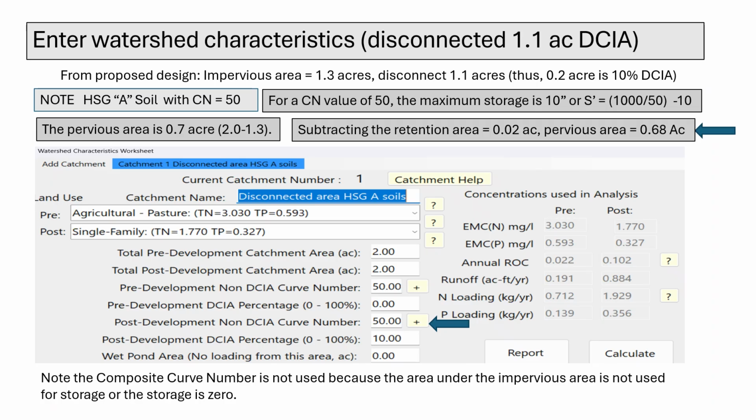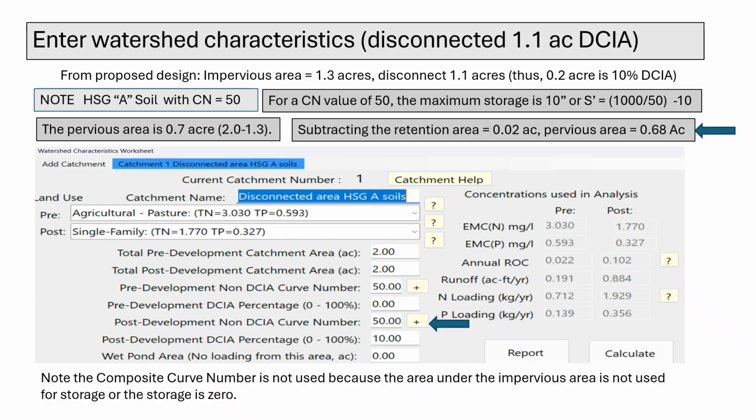Working through the watershed characteristics for this design, we start with a proposed impervious area of 1.3 acres, of which 1.1 acres will be disconnected. That leaves only 0.2 acres as directly connected impervious area, which represents 10% of the total 2.0 acre catchment. The soil type here is hydrologic soil group A, which has a curve number of 50. The pervious area is calculated as the total area minus the impervious area, giving us 0.7 acres.